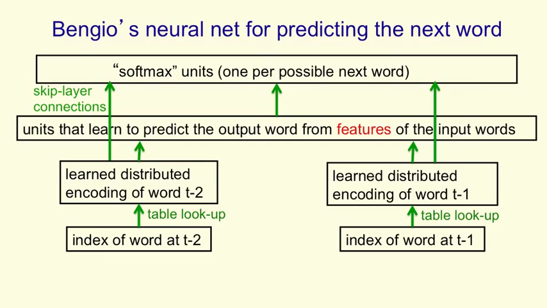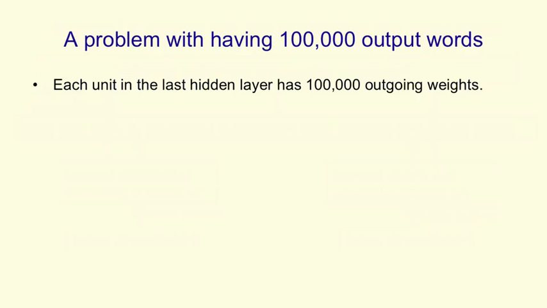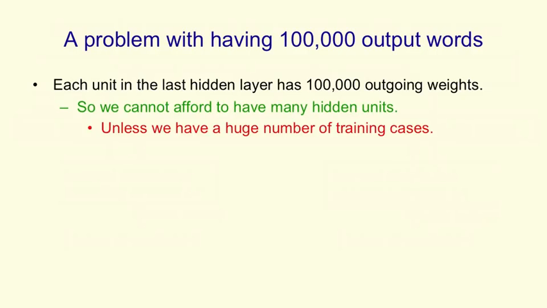One problem with having a big softmax output layer is that you might have to deal with 100,000 different output words, because typically in these language models, the plural of a word is a different word from the singular, and the various different tenses of a verb are different words from other tenses. So each unit in the last hidden layer of the net might have to have 100,000 outgoing weights, and that means we can only afford to have a few units there before we start overfitting. That's not necessarily true. We might have a huge number of training cases.